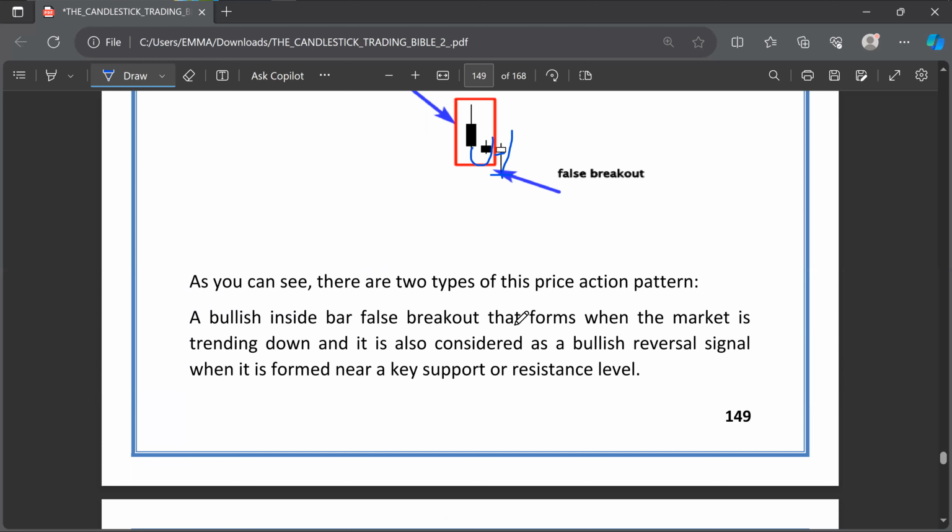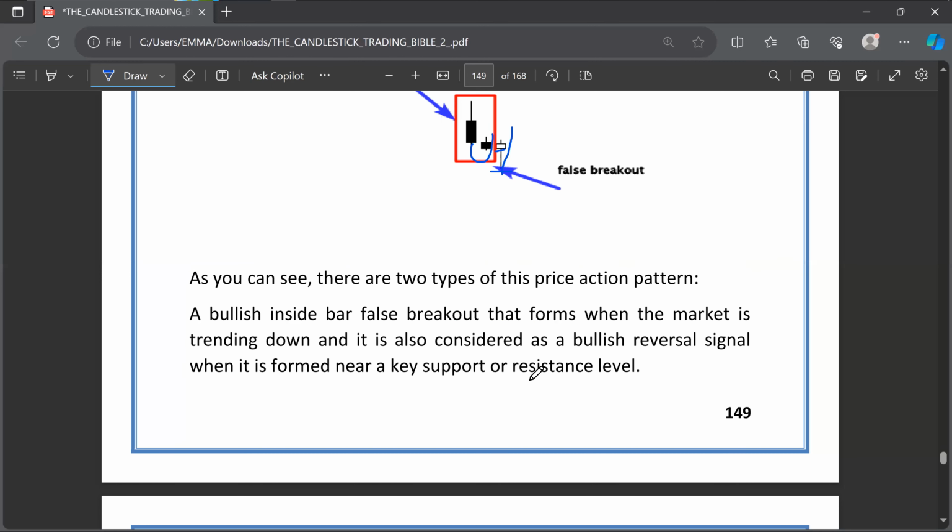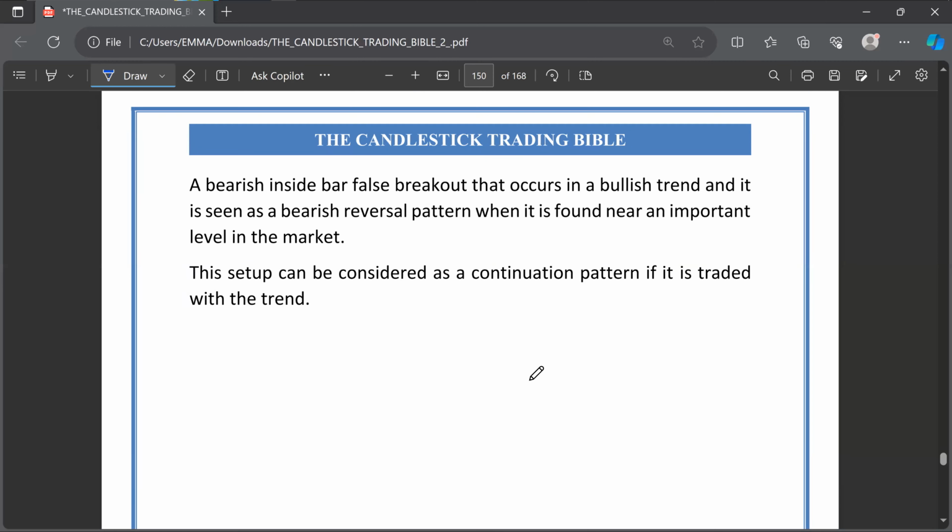A bullish inside bar false breakout forms when the market is trending down and is considered a bullish reversal signal when it is formed near a key support or resistance level, right? A bearish inside bar false breakout occurs in a bullish trend and is seen as a bearish reversal pattern when it is found near an important level in the market, right? This setup can also be considered as a continuation pattern if it is traded with the trend.